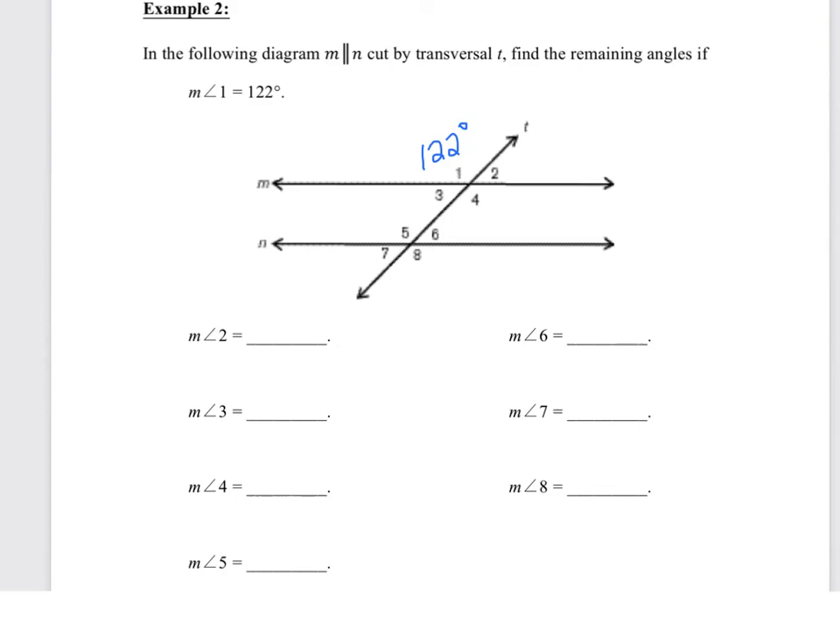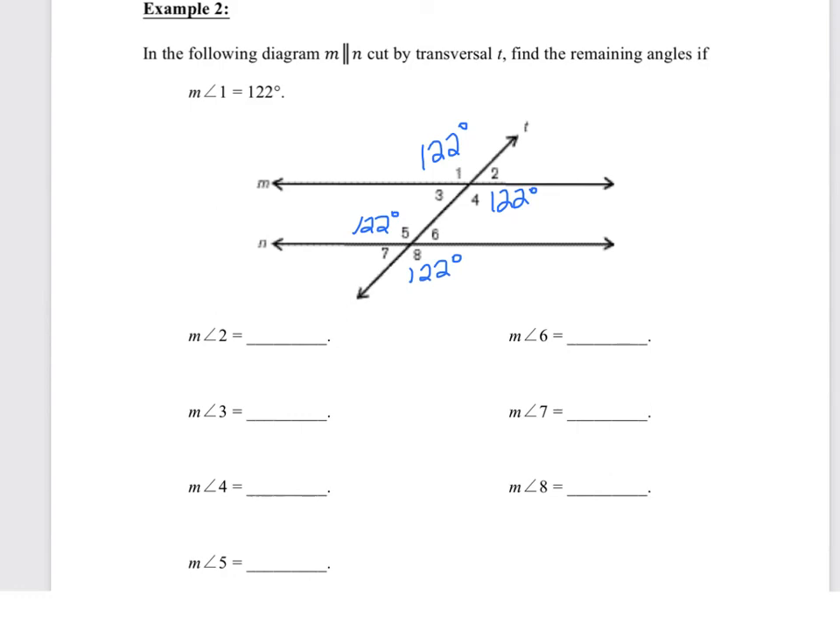Well, angle 4, because angle 4 is vertical to angle 1. Angle 8, because angle 8 corresponds to angle 4. And also angle 5, because angle 5 is vertical to angle 8. Angle 5 is also alternate interior to angle 4. And angle 5 is also corresponding to angle 1. Again, there are different reasons why they're congruent to each other.